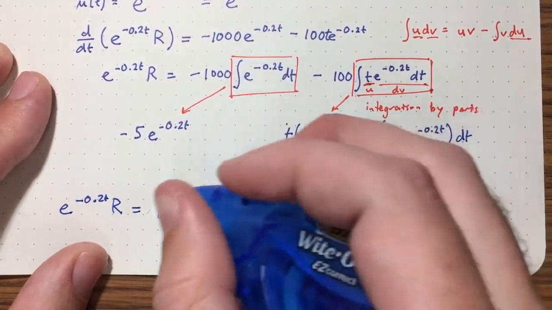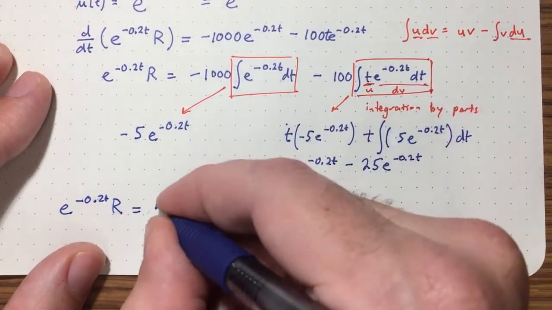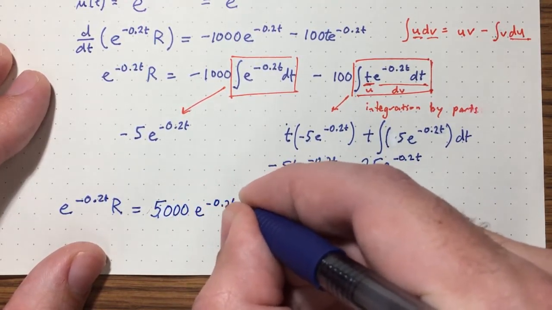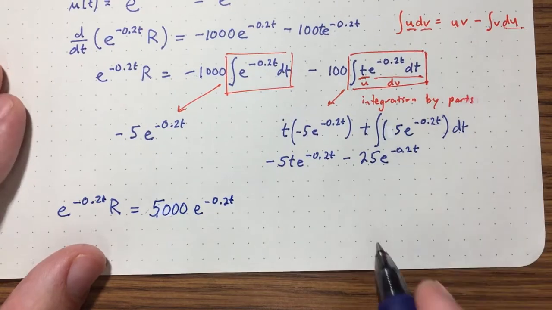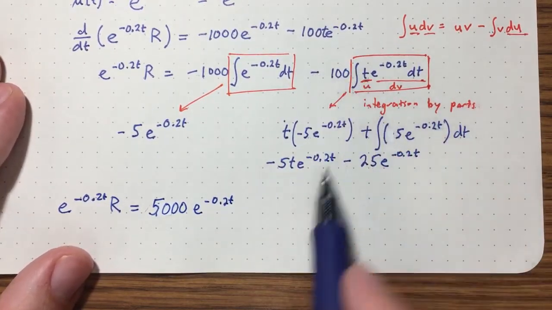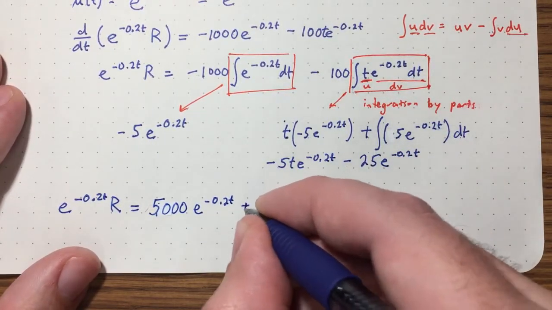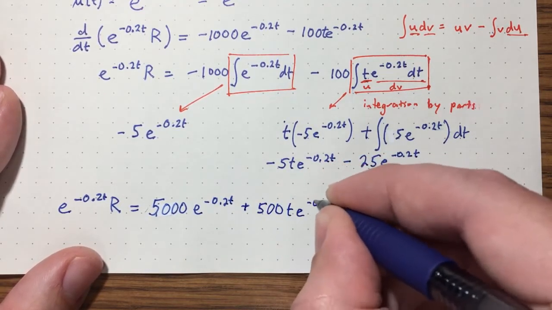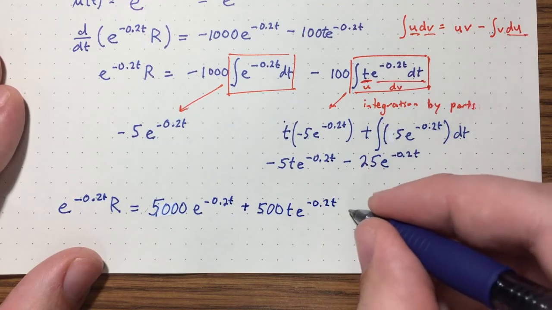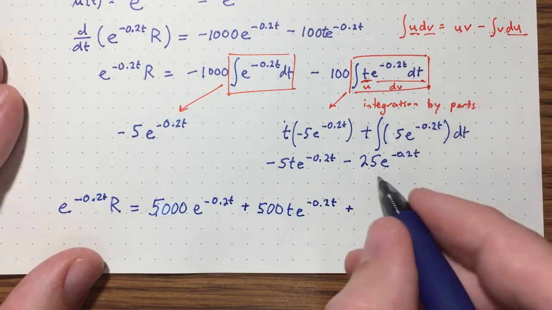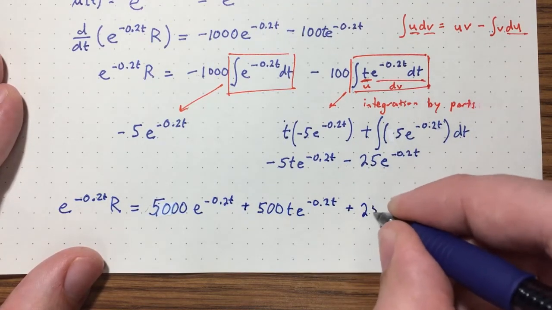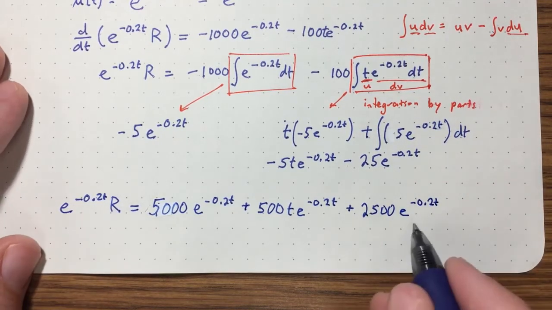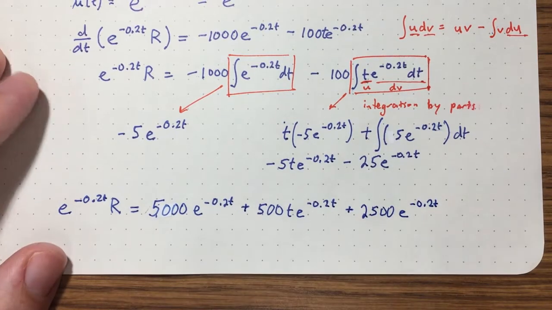So that's going to be a positive 5,000 e to the negative 0.2t. And now we have minus 100 times this, so we're going to get pluses for everything. So plus 500t e to the negative 0.2t plus 2,500 e to the negative 0.2t. And you'll notice we can actually combine these two.